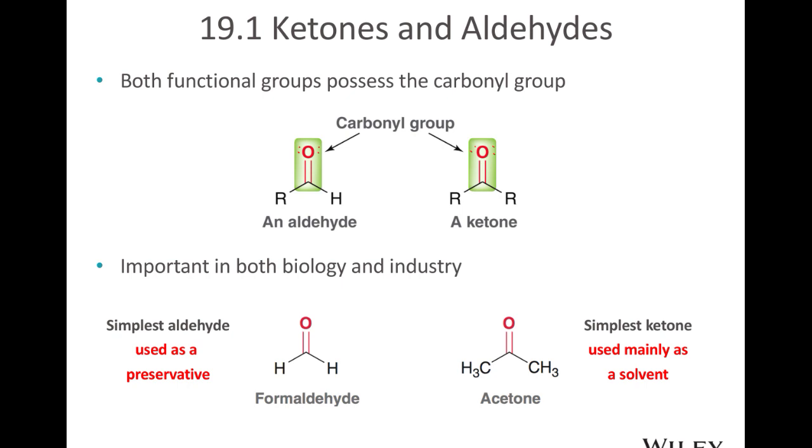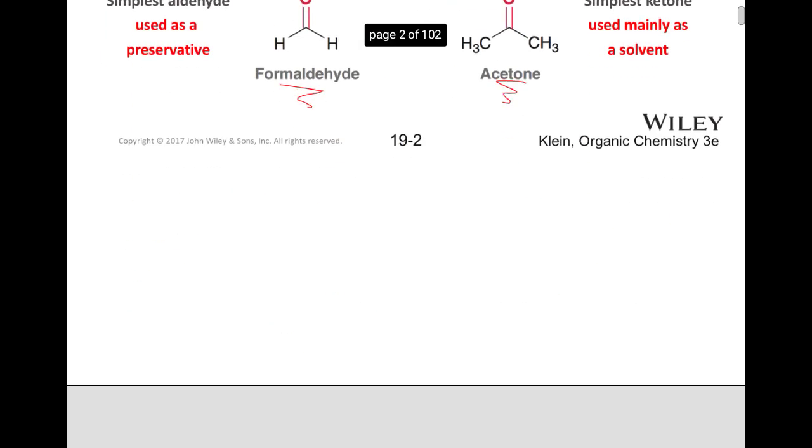Important in both biology and industry. Of course, if you've ever purchased nail polish remover, that's acetone, and you can buy it in the paint section at Home Depot. Sometimes it's used as a paint remover. And if you've ever done a biology lab before, you've probably had some experience with formaldehyde. When formaldehyde is put in water, you get formalin, and that's used as a preservative. So there we go. Aldehydes and ketones are everywhere.